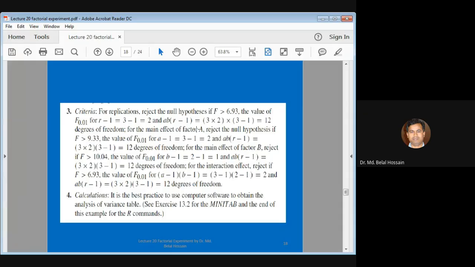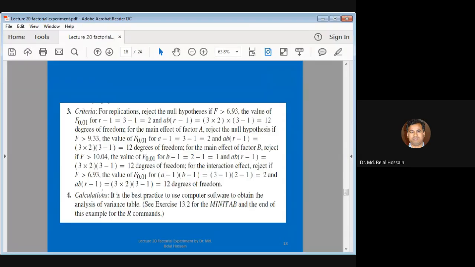Okay, so for factor B we have 3 minus 1 and error degrees of freedom 12, so factor B. Reject the null hypothesis if that F is greater than 10.04 for b minus 1, that is ab into r minus 1, 12 degrees of freedom. And for the interaction, reject the null hypothesis if F is greater than 6.93 for the values of F with the ab interaction, which will be 2 and 12 degrees of freedom.